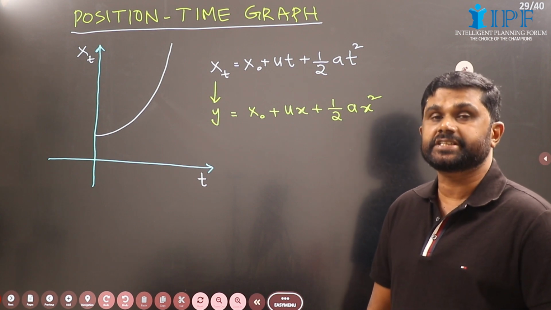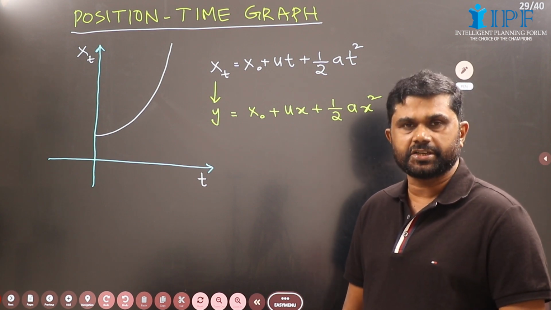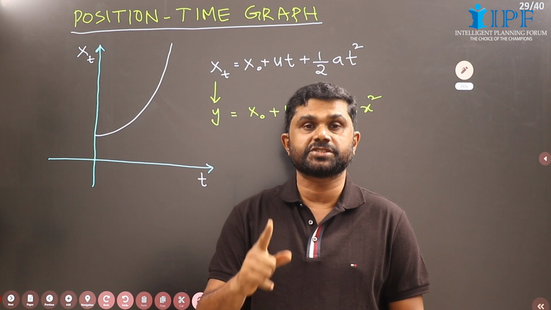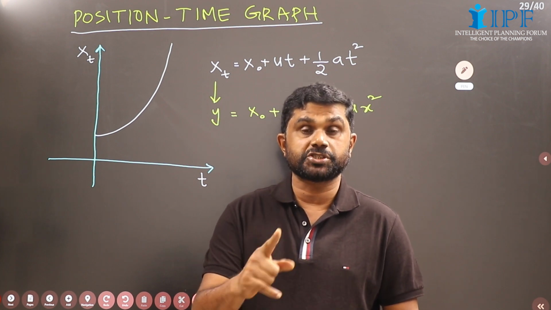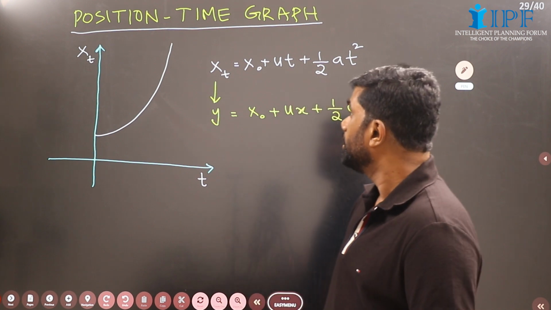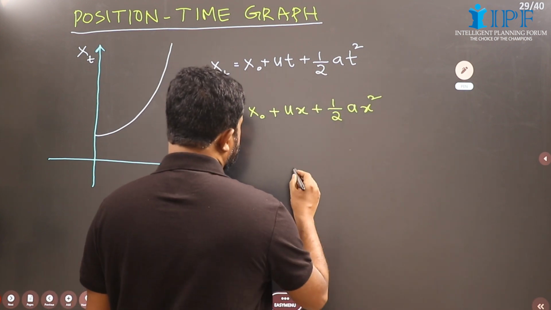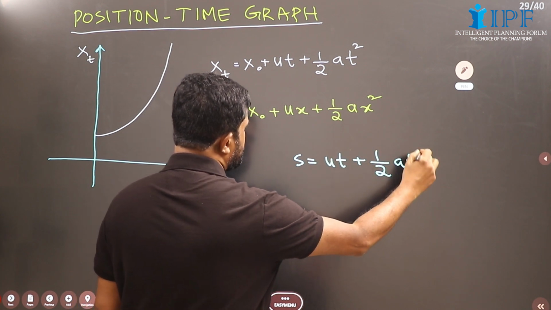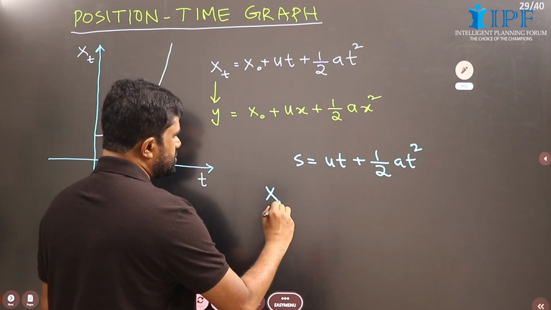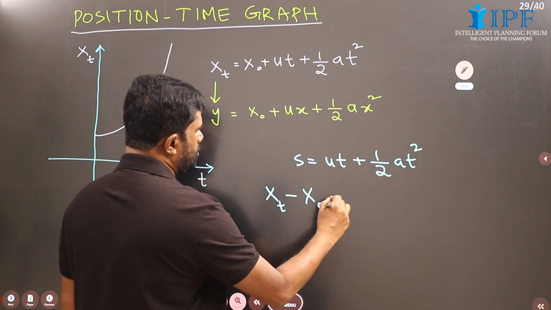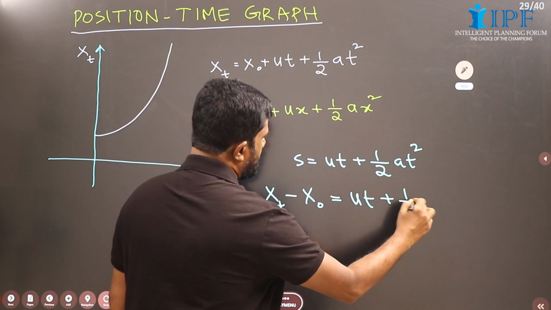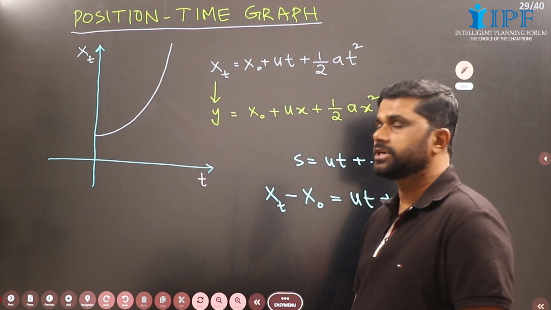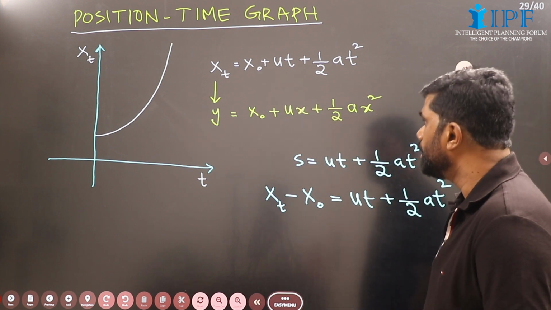Now let us plot the position time graph. See, we have got S equal to ut plus half at square, and that S stands for the displacement, or it is the change in position. In physics, change means always final minus initial. So change in position will be final position minus initial position. So S equal to ut plus half a t square, and displacement is final position x_t minus initial position x0. This is equal to ut plus half a t square. Okay, and take this minus x0 to the right, we will get x with the suffix t equal to x0 plus ut plus half a t square.